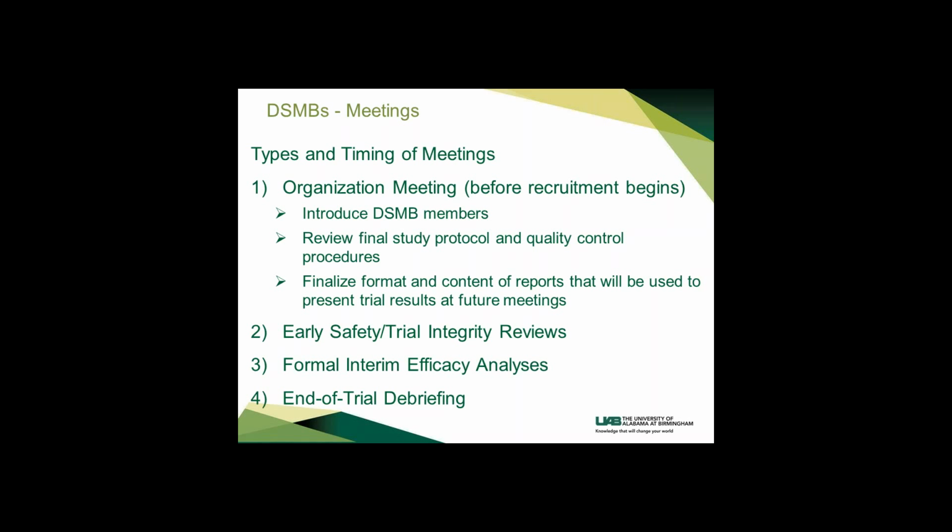Then most of the time, DSMB meetings are scheduled on a regular calendar schedule, every 6 months, and every other meeting would be face-to-face versus on the phone. But there are specific things that need to be brought up at these meetings. One is early safety and early trial integrity reviews. So early on, are there any glaring safety events that are happening? Also, is recruitment going way more slowly than was planned? Are patients dropping out really quickly in this early set of patients? So there are items that a DSMB needs to review early on.